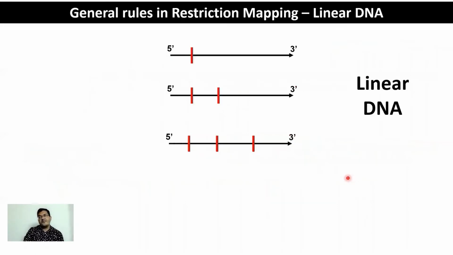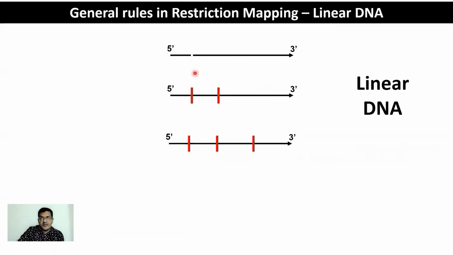So as you know, DNA could be linear or it could be circular. And depending on the nature of the DNA, the number of fragments formed on complete digestion would be slightly different. So here in this case, I show you a linear DNA with one restriction site. When you digest this, you would obviously get two fragments. So this is a smaller fragment, and you have a larger fragment here.